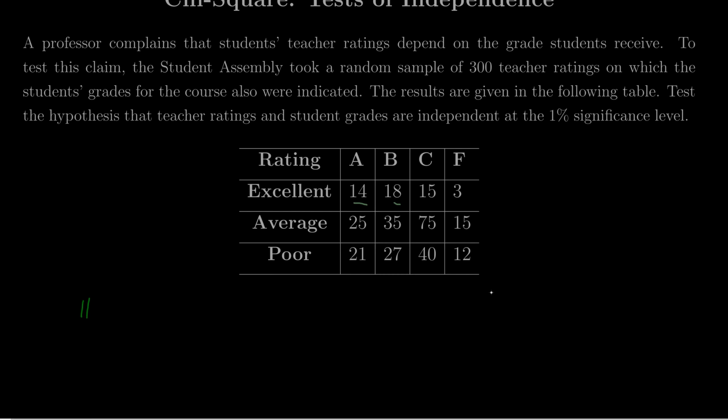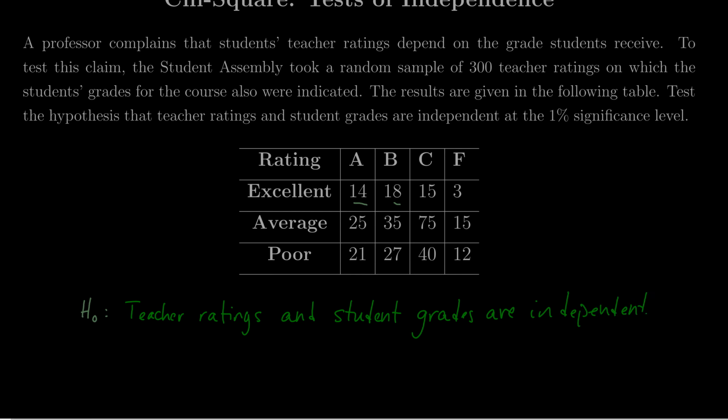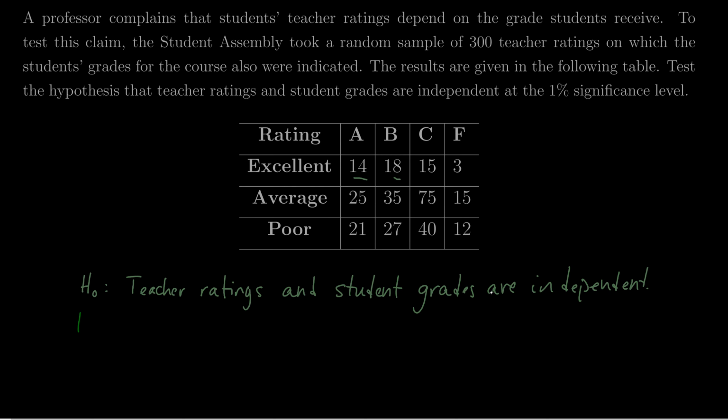The null hypothesis is that teacher ratings and student grades are independent. In other words, the ratings teachers get are not dependent on the grades the student receives. The alternative hypothesis would be that teacher ratings are dependent on student grades.